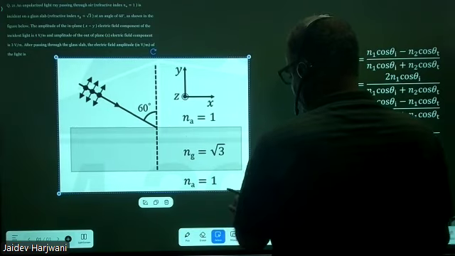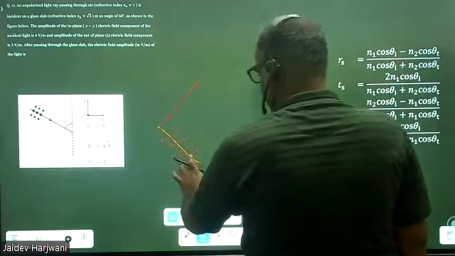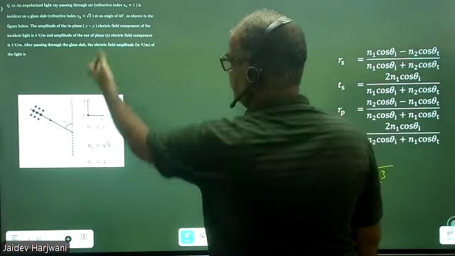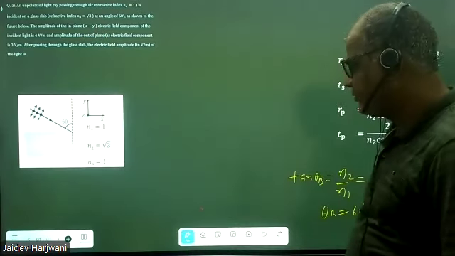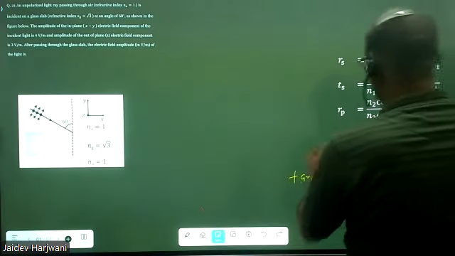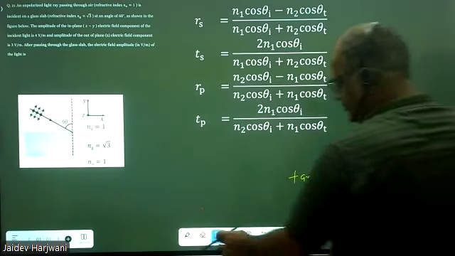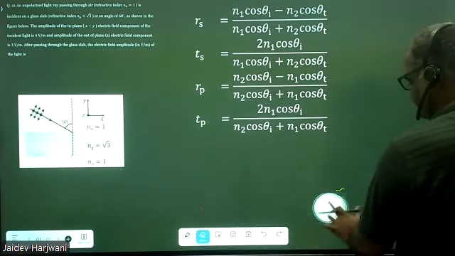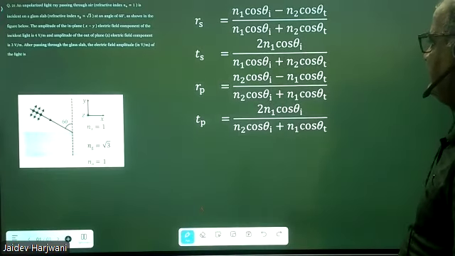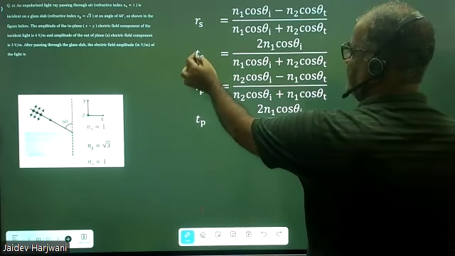As I told you, the parallel components come through as they are. So this is 4 volt per meter, that parallel component will come as it is. You can understand this with these equations. You can use this equation and calculate the amplitudes. Let us calculate the amplitudes of reflection and transmission, the transmitted parallel component and the transmitted S component.